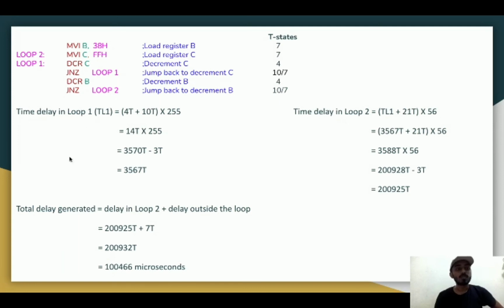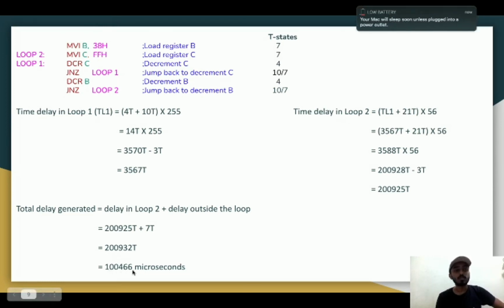Now here we have to note one thing, that for calculating total delay generated, we can't add all three, like time delay in loop 1 plus time delay in loop 2 plus time delay outside the loop, the reason being we have used time delay in loop 1 here. So time delay in loop 2 already contains the time delay in loop 1 part. So we will only add time delay in loop 2 plus time delay outside the loop. So time delay in loop 2 is this much, plus time delay outside the loop comes from MVI, which is 7T. So we add it to get this answer, and putting T equal to 0.5 we get this much, 1000466 microsecond.